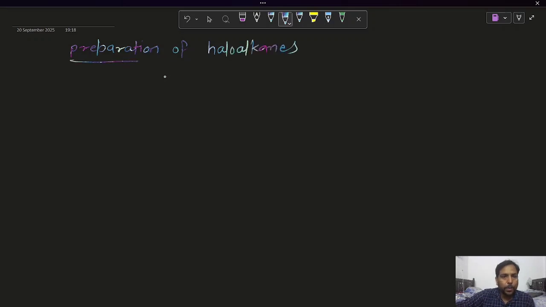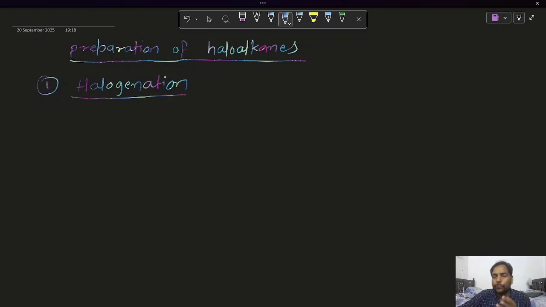Okay. Look, there are multiple methods by which we can prepare haloalkanes. Now, in the syllabus, the first one we have to discuss is halogenation. In halogenation, we have to take a few things. The first one is alkane: methane, ethane, propane, right? And the second is halogen: fluorine, chlorine, bromine, iodine.